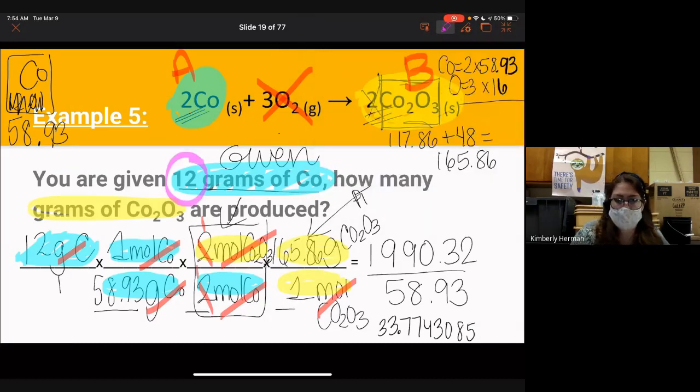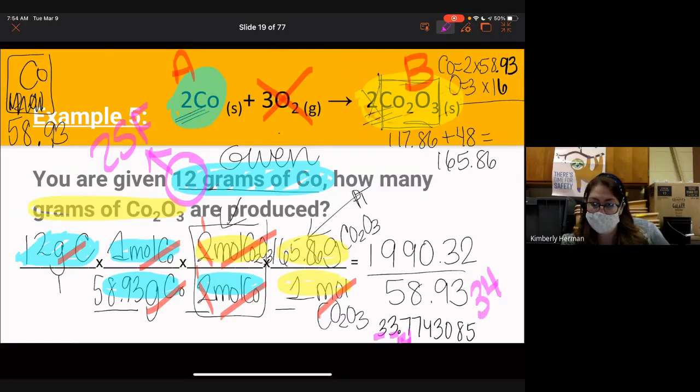So now go back to your problem. How many sig figs are in 12? No zeros, nothing fancy. We see that it's 2 sig figs. So we're going to count over 1, 2. Will 7 round 3 up? Yes. So we would see our final answer is 34 grams of Co2O3.